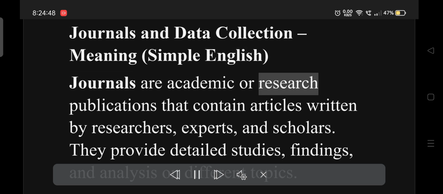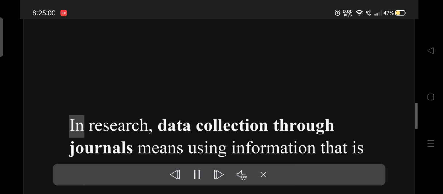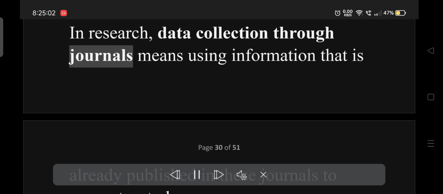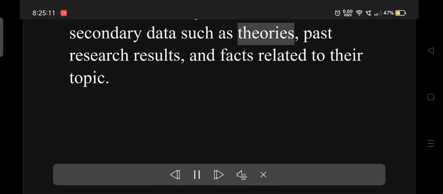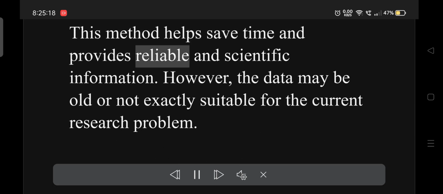Journals and data collection, meaning, simple English. Journals are academic or research publications that contain articles written by researchers, experts, and scholars. They provide detailed studies, findings, and analysis on different topics. In research, data collection through journals means using information that is already published in these journals to support a study. Researchers read journals to find useful secondary data such as theories, past research results, and facts related to their topic. This method helps save time and provides reliable and scientific information.